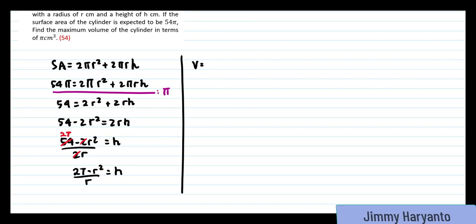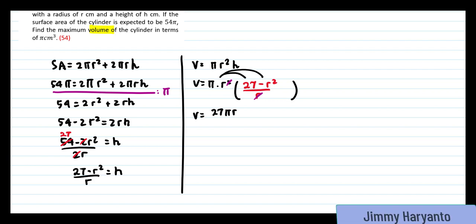Next is the volume. Because the question is maximum volume, that means you have to find the equation of the volume. Volume equals pi r square times height. That means pi times r square times the height. We already have the height before, 27 minus r square over r, and as you can see we can cross out this one, and then you will multiply them both. So V equals 27 pi r minus pi r cube, and there you go, we already have the equation for the volume.